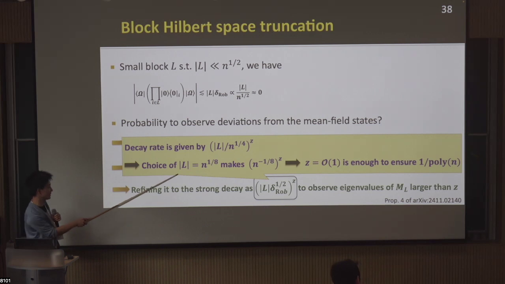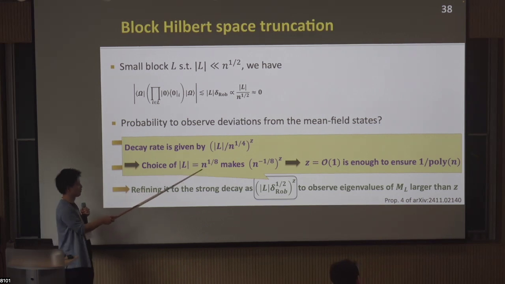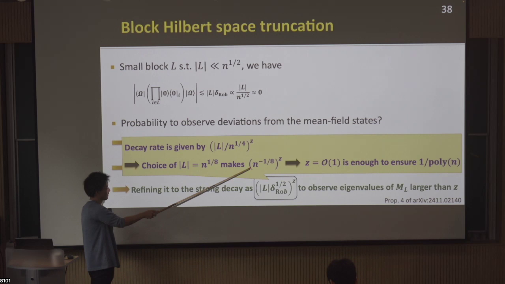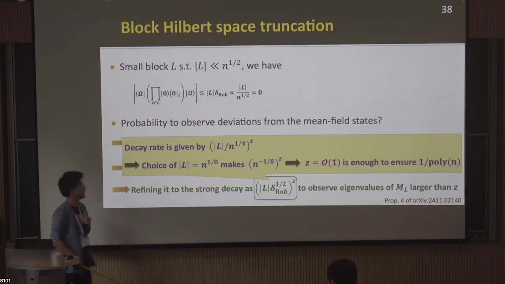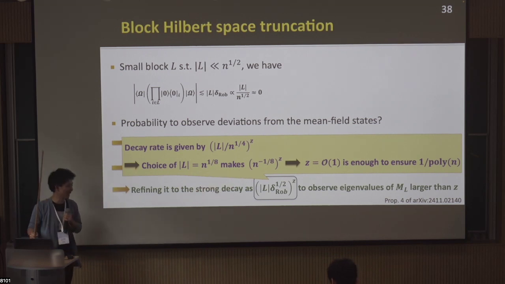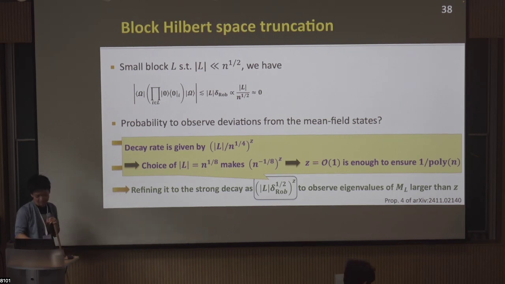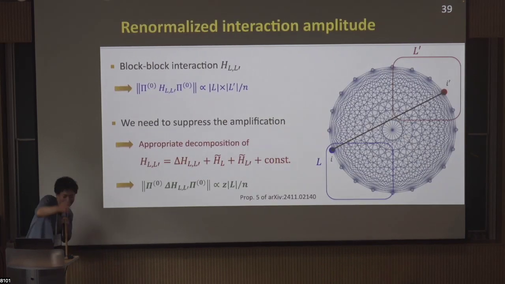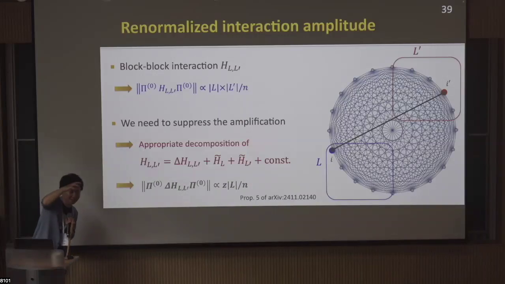So by choosing the block size as n to the power of 1 over 8, we can say that the decay rate is given by n to the power minus z over 8. So in order to achieve 1 over poly n errors, z of order 1 is enough. Now we can prove that after the Hilbert space truncation, the ground state is preserved and the gap is also preserved. But we still have very big problems.